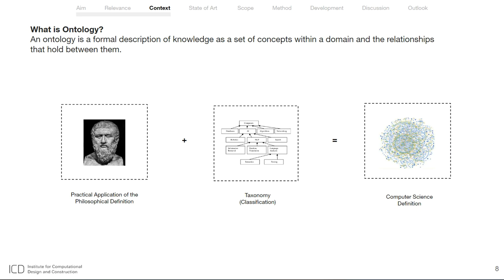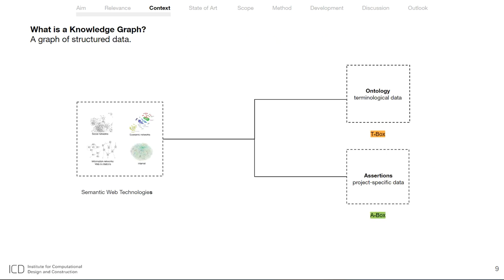An ontology is a formal description of knowledge as a set of concepts within a domain and the relationships that hold between them. Just like a theory of knowledge of Plato, ontology is a study of what exists plus the taxonomy, the classification of the object, which puts them in context.